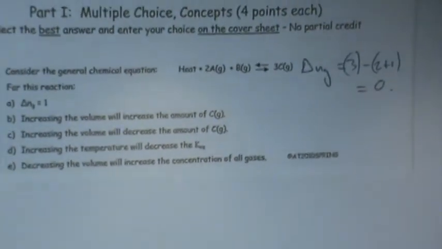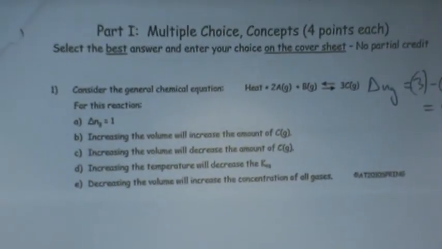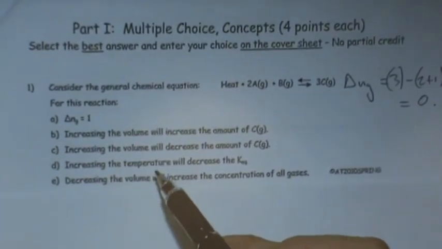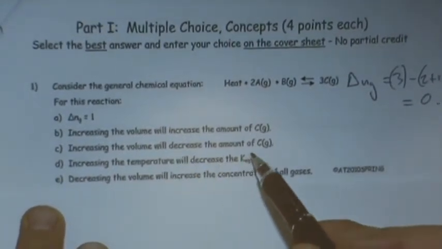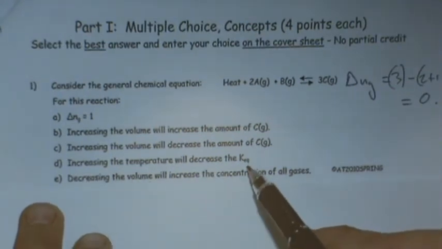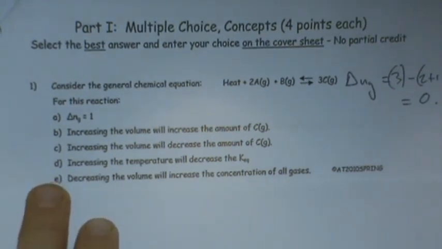It's going to stay the same number of moles if I increase the volume, because delta n is equal to 0. So that's not the answer. Increasing the volume will decrease the amount of C. Well, we know nothing will happen. Increasing the temperature will decrease the K equilibrium. So this has to do with the effect of temperature on the equilibrium constant.